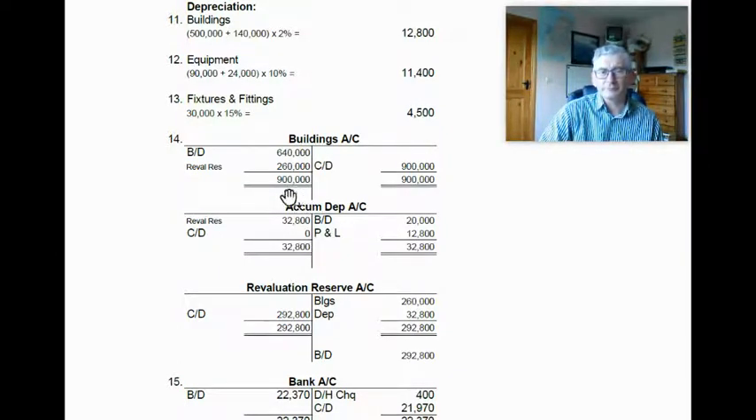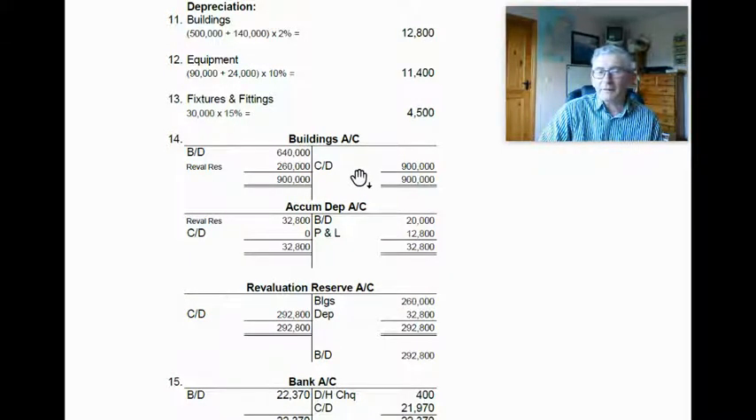this is very straightforward. The buildings to this point were 640,000. The accumulated depreciation to this point was 20,000 plus the 12,800 that we charged this year. Now, what do we do in a revaluation? We debit our asset, in this case the buildings, with the increase, which was 260,000 to bring it up to 900,000. And we credit a revaluation reserve with that figure of 260,000. Then we debit the provision for accumulated depreciation account with the total depreciation to date, and we add these two figures together, and that gives us the 32,800, and therefore we credit the revaluation reserve account with 32,800.